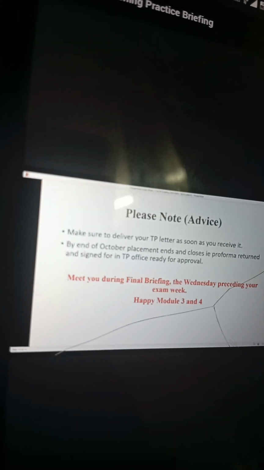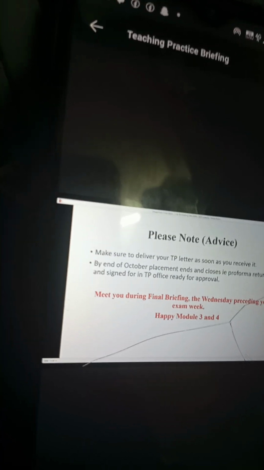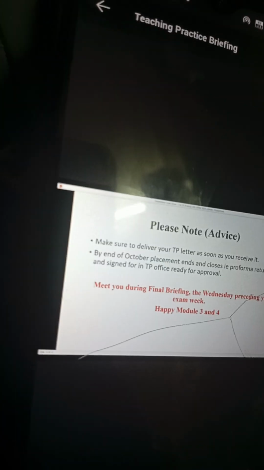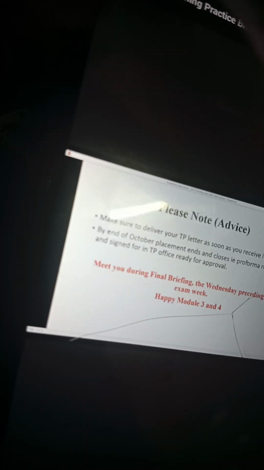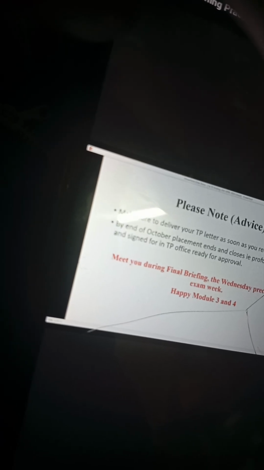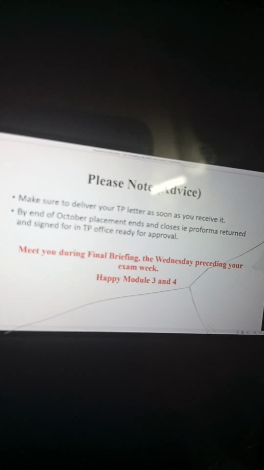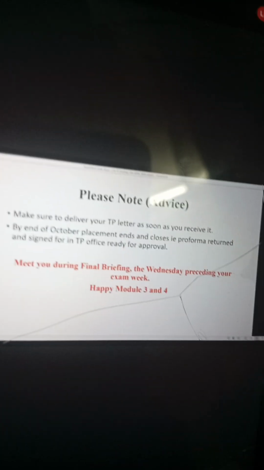So that marks the end of our briefing. So can we meet you during our final briefing? There is a final briefing which we'll be doing. We will communicate. It normally comes on the Wednesday preceding your exam week. So once you know your timetable, the week before the exam date, that Wednesday, we'll have a final TP briefing to talk about the actual TP, the expectations, how you pass, how you fail, your conduct on ground, etc. That week, that Wednesday preceding your exam week.